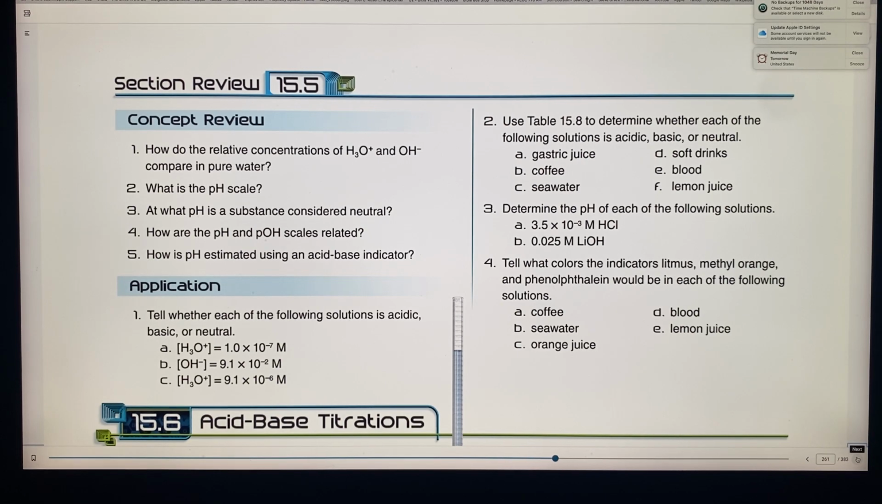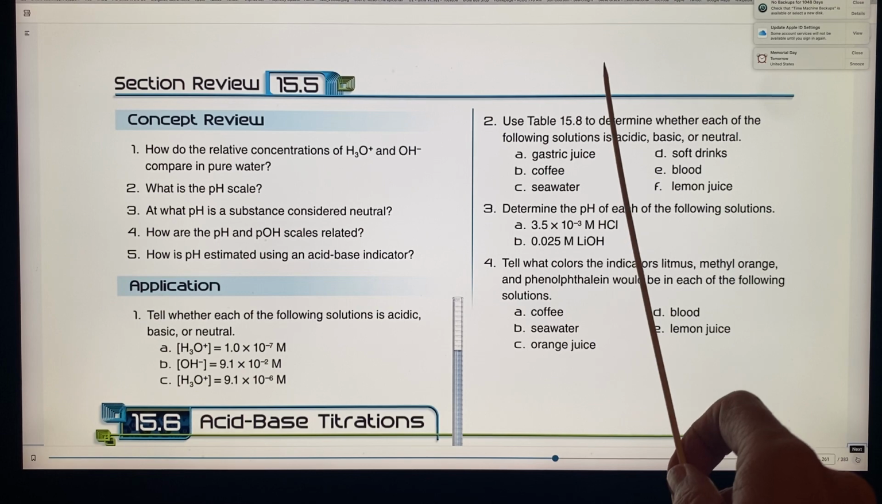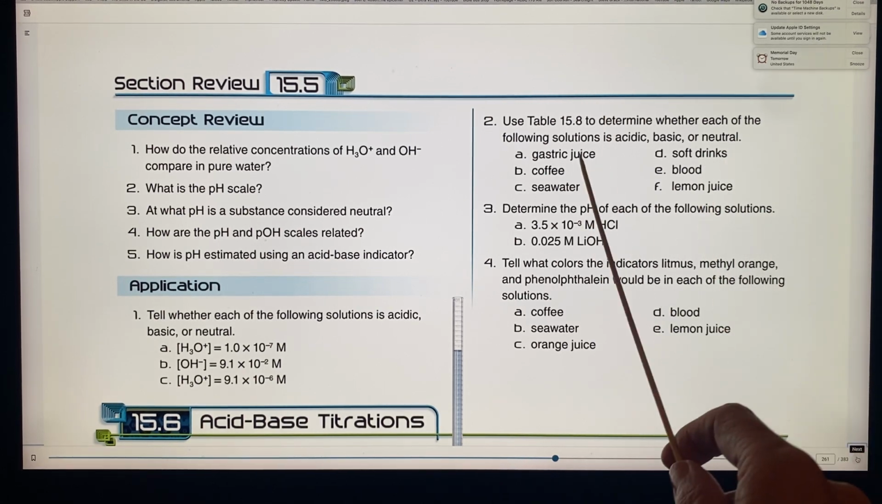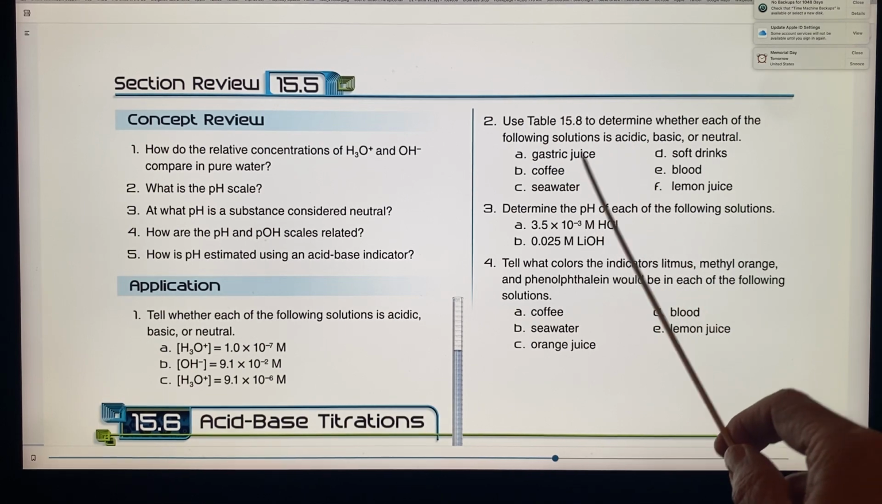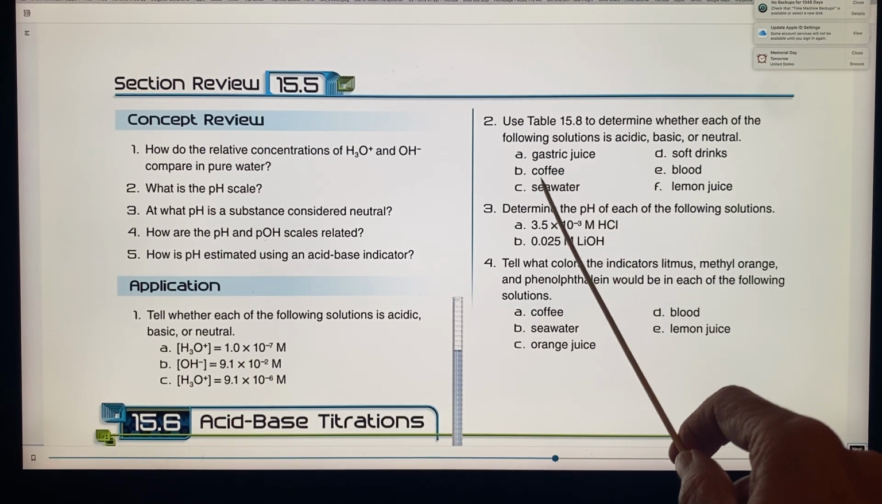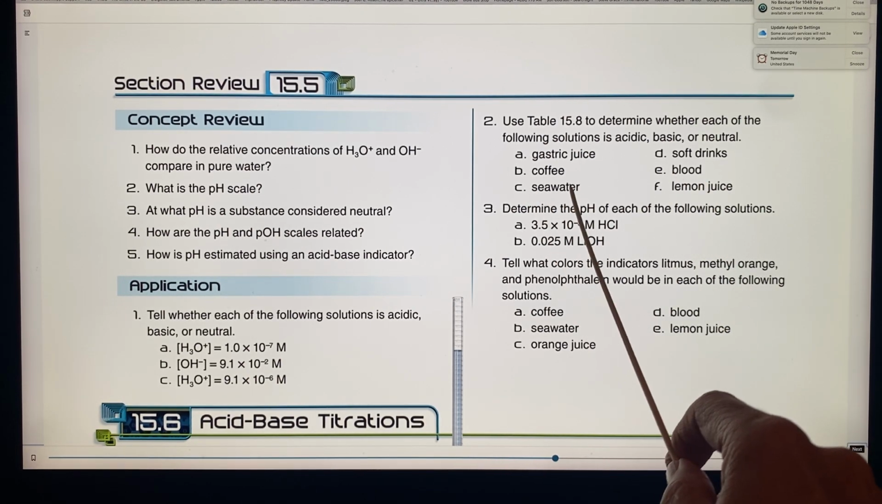Okay? So use table 15 to determine whether each of the following solutions is acidic, basic, or neutral. Well, when we look on there, we can look and see gastric juice, coffee, seawater. We went through the soft drinks. All of these are going to be acidic on that one. You can look at it. Gastric juice is very acid. Coffee is. Seawater is. Soft drink. Blood. Seawater is basic, I'm sorry.